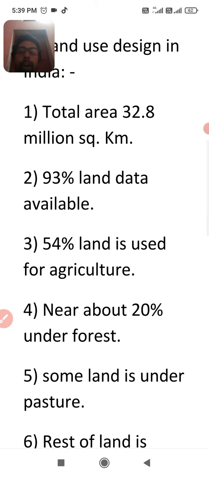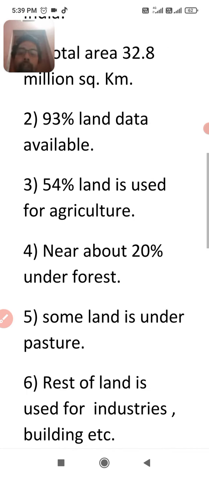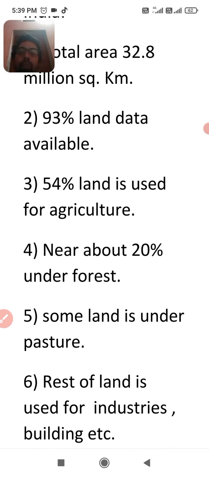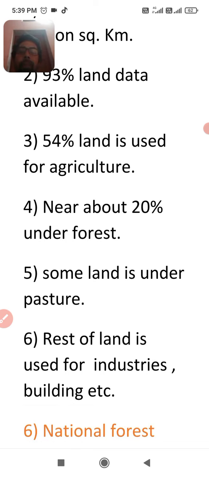The fifth point is that some land is under pasture. You know that is for grazing purposes. And the sixth point, the rest of the land is used for industries, buildings, etc. So these are the major points on how land is used in India. I think you got all the points.